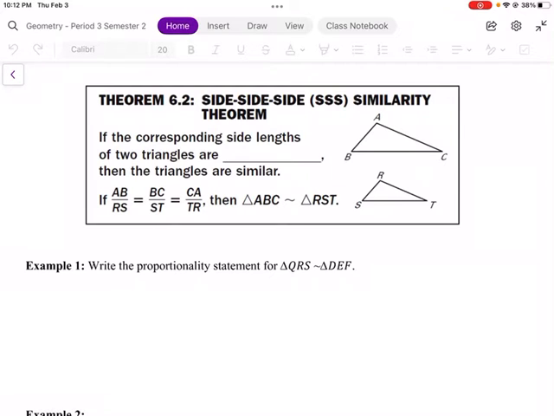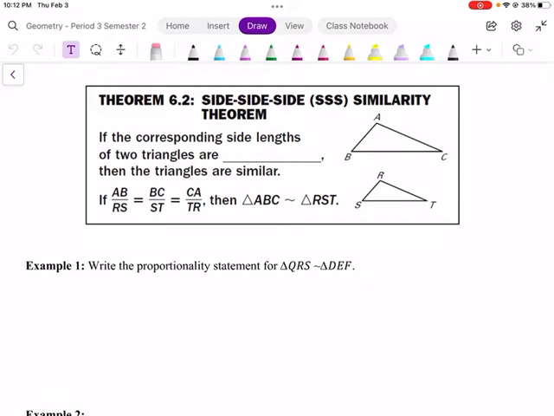So the first one that we have is the side, side, side similarity theorem. And this is when the corresponding sides of two triangles are proportional with each other. So we're just going to add the word proportional there. Then the triangles are similar.